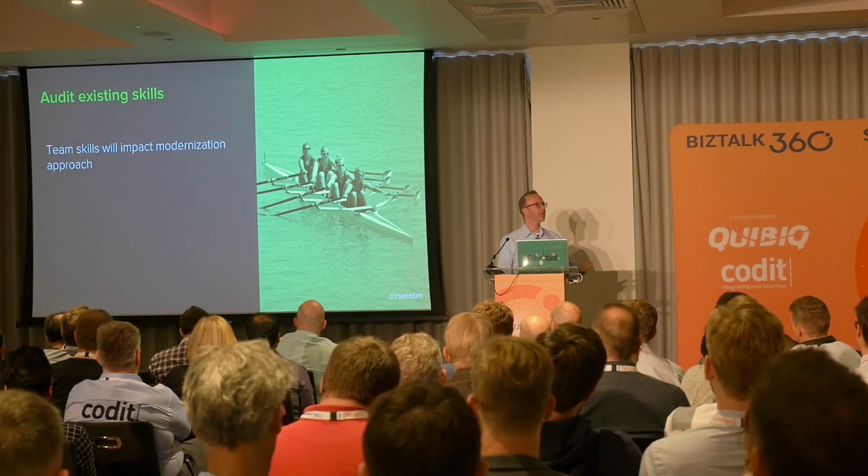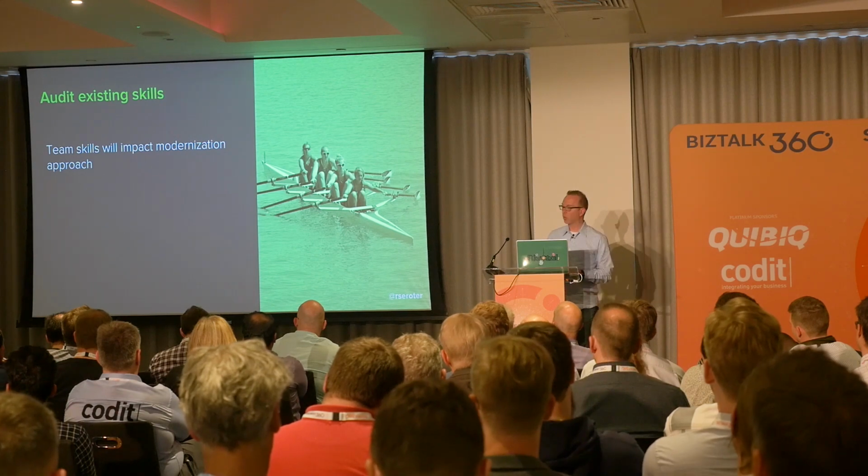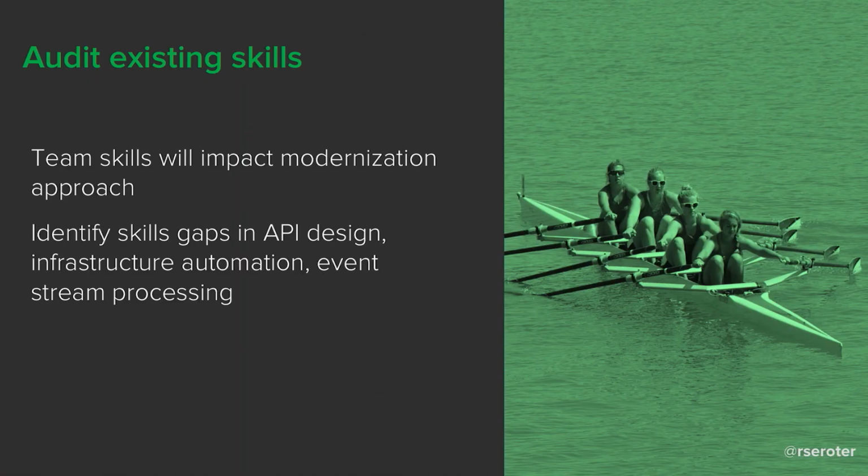So I'm looking at my team skills and figuring out what do I have that's going to work, and then figure out gaps. Some of the specific areas you're probably going to look at is you need to be good at API design at this point. You need to understand infrastructure automation. If you're missing that skill, that is something you should be hiring for immediately. And then more and more things like event stream processing.